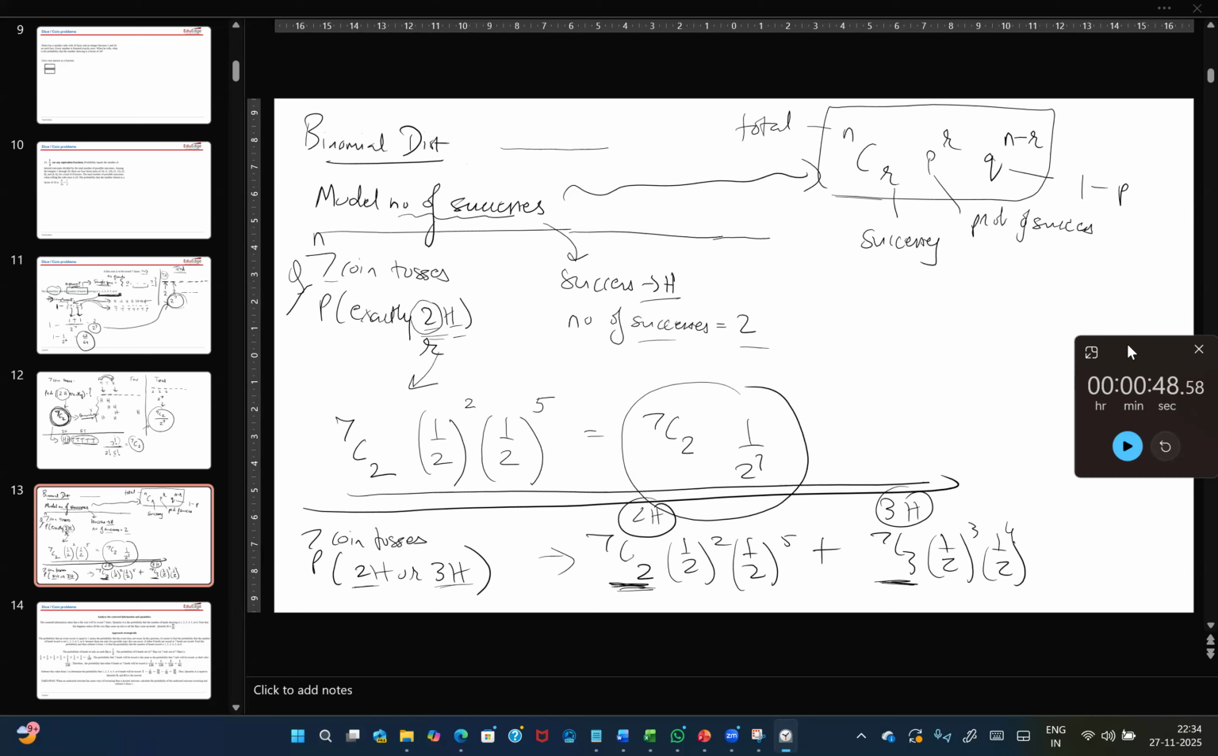Okay. P is probability of success, Q is probability of failure, R is what you've written? Number of successes. Yeah.